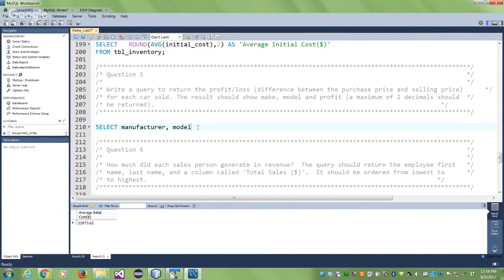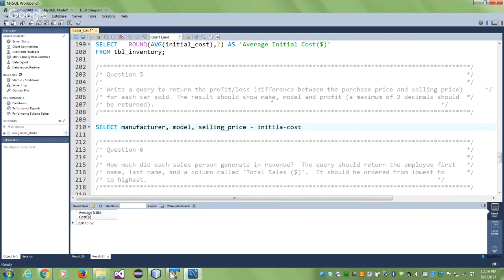And the profit. Okay, so now what should we say? Profit slash loss. That's the heading we can give, right? So the difference between the purchase price and the selling price. Normal formula, right? Selling price minus the initial cost, I think it was called. Yes, Bradley? State that it should show the make, model, and profits.